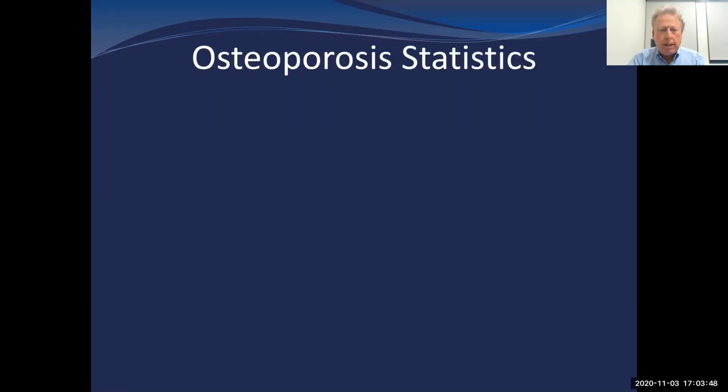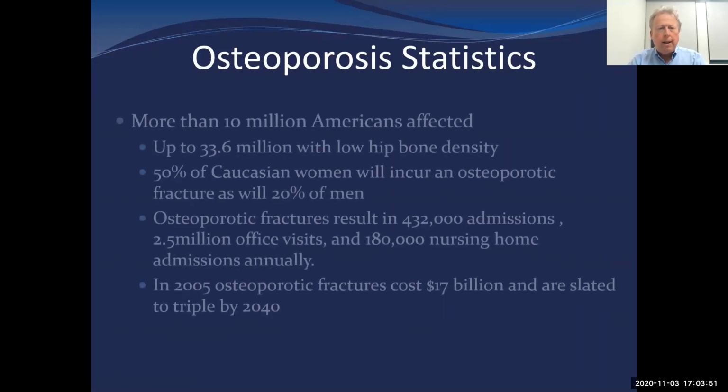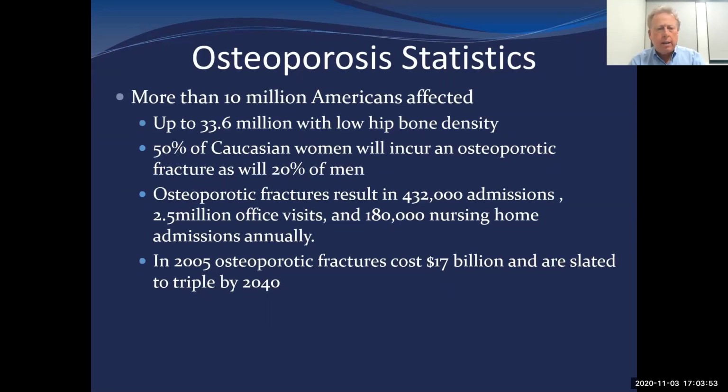So let's talk about some statistics about osteoporosis. Here are some facts. These are constantly changing. This is from the National Health Service, but 10 million Americans are affected by osteoporosis. 33.6 million, in one of the later studies, show that they have low hip bone density, and 50% of white women will have an osteoporotic fracture, as well as 20% of men, through their life.